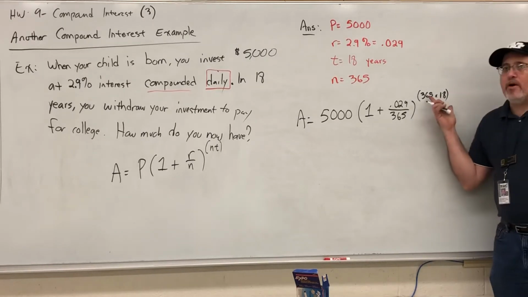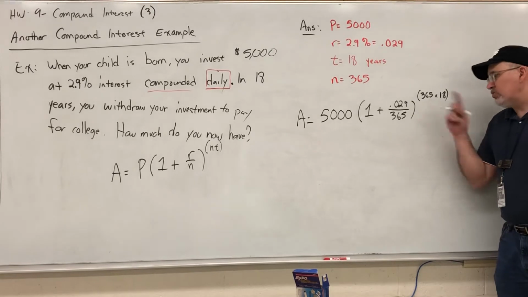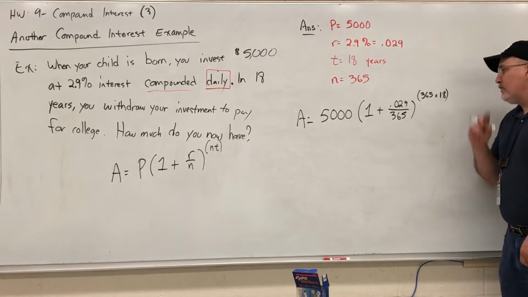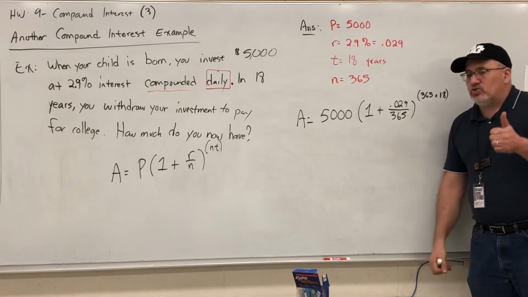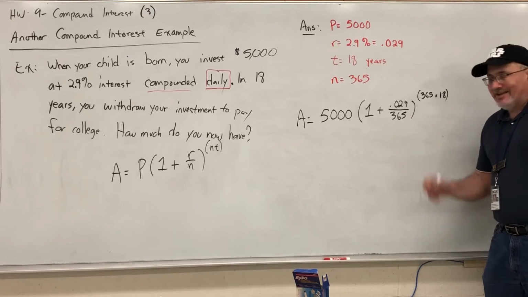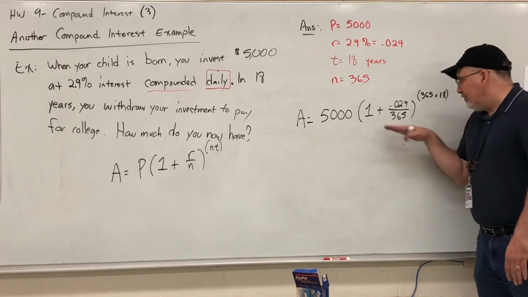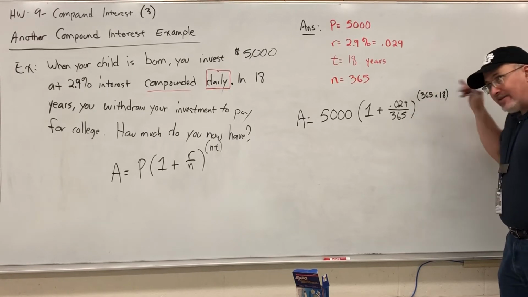What this exponent represents is the number of times you're getting interest. I'm getting interest 365 times a year for 18 years. What this fraction represents is the interest rate each time you receive interest. So you can think of this as the daily interest rate. But I would not put this in a calculator, write down the answer to that.